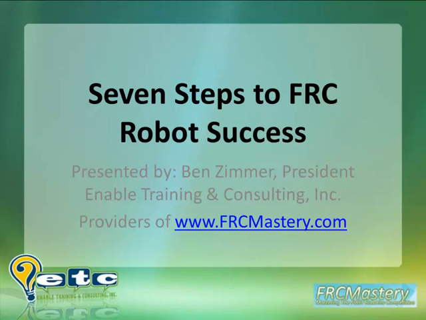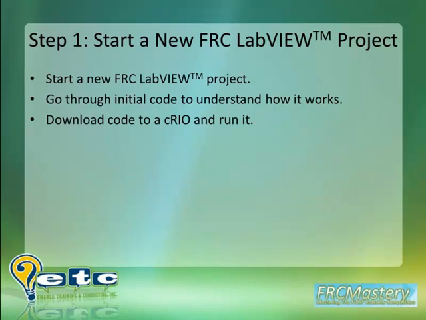This year Enable has put together something we call the 7 steps to FRC robotic success. The first step is to start a new FRC LabVIEW project and configure the default code to work for your robot. We're going to go through the default code provided by National Instruments to get a feel for how it works, and then we're going to download that code to a robot controller.